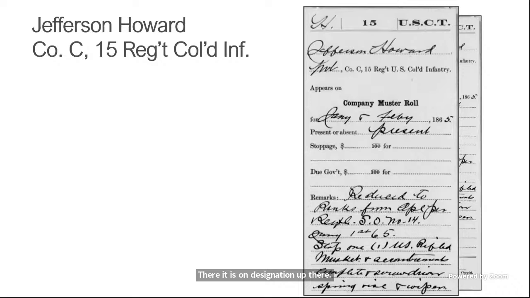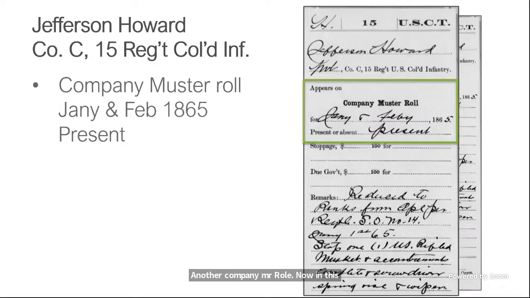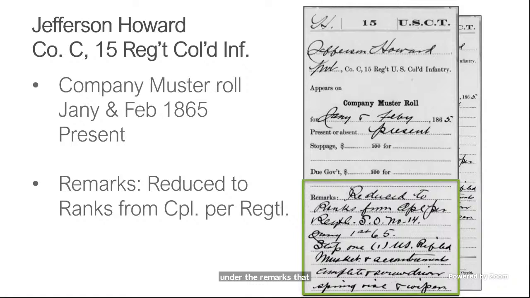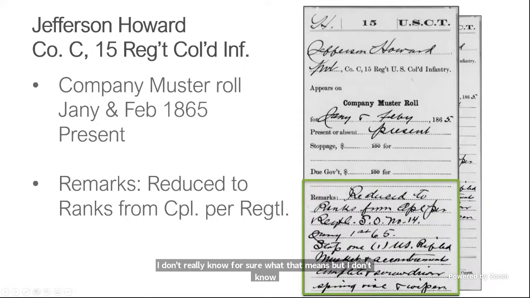Another company muster roll. In this one, we learn under the remarks that Jefferson was reduced from the rank of corporal back to private. As I read this, I didn't really understand if the continuing remarks gave any kind of reason why. These remarks down here look to me to be talking about his rifled musket and accoutrements, his screwdriver, spring vise and a wiper, I think. I don't really know for sure what that means, but I don't know if that had anything to do with his reduction in rank.